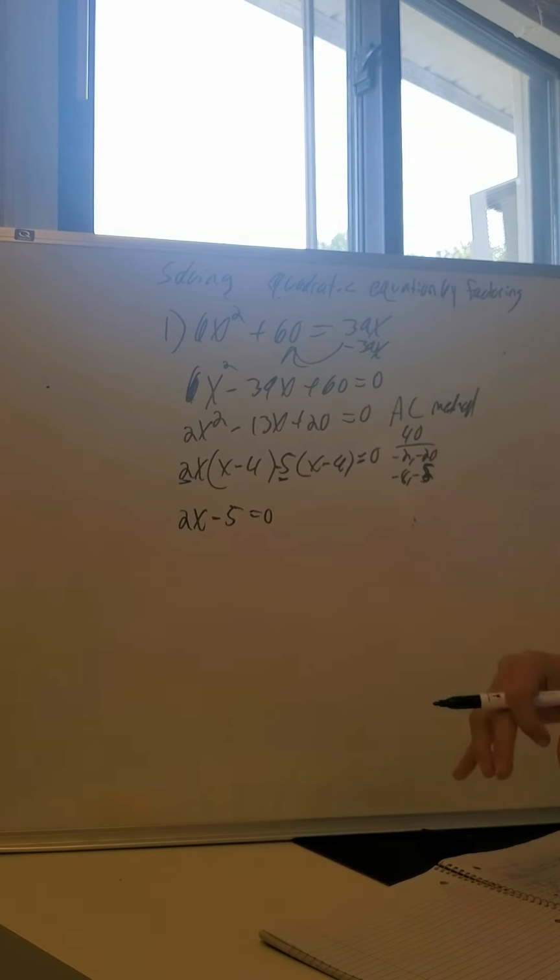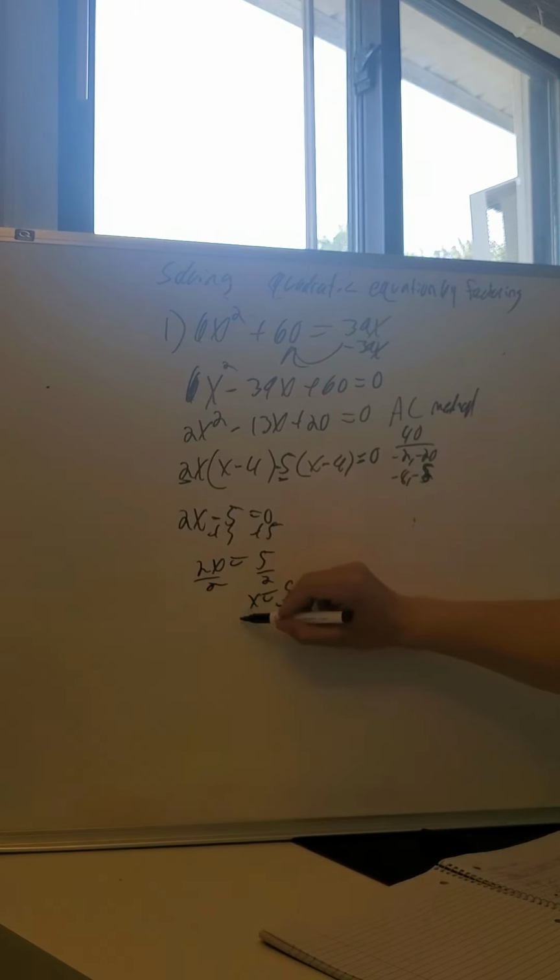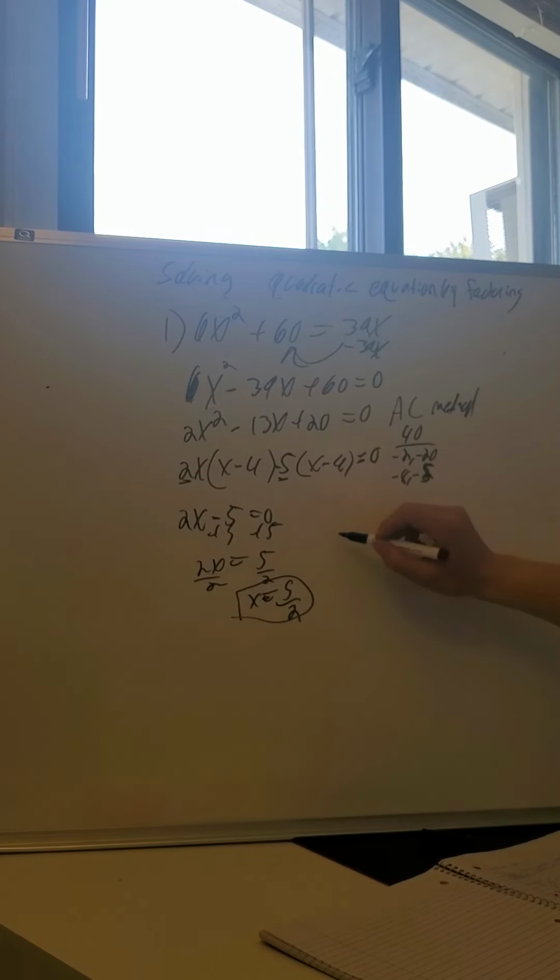We're going to be taking those out and equaling them to 0. Everything here equals 0. So let's solve for x. We have plus 5, plus 5. 2x equals 5. Divided by 2, divided by 2. X equals 5 over 2. Bam, there's one solution. Next, we have our x minus 4. Let's not forget our x minus 4 equal to 0. Plus 4, plus 4. X equals 4.